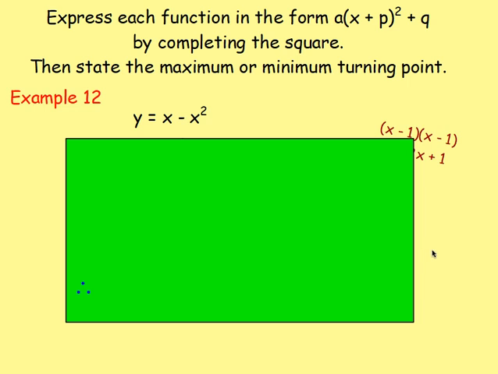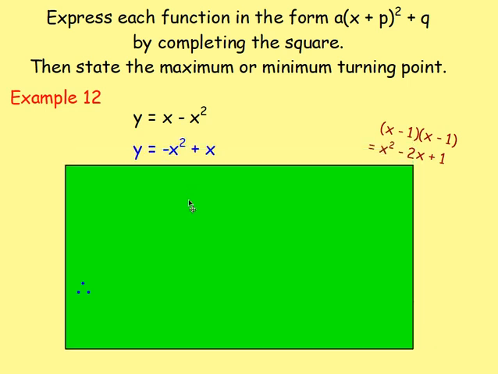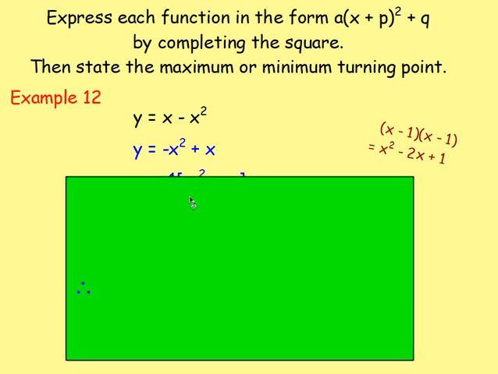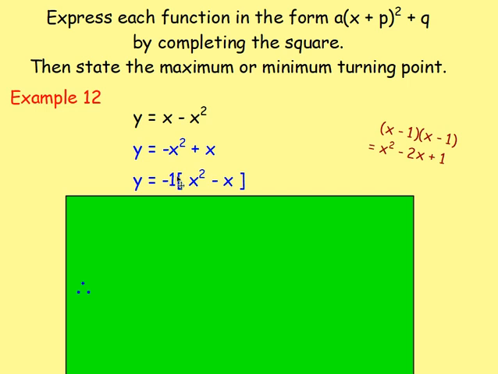Example number 12, y equals x minus x squared. Again, with our x squared, we've got a negative at the front, so we want to take out the negative as a common factor. Writing it back to front first of all gives us y equals negative x squared plus x. Take out the negative as a common factor, we'd have negative 1 brackets. Then it gives us x squared minus x, because if you multiplied it out, you'd have negative x squared, and then negative x times negative 1 gives us a plus x. So that is what we'd have.